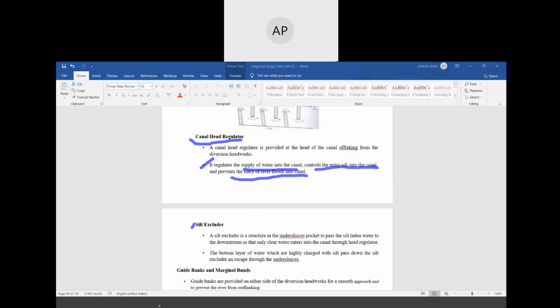Next is the silt excluder. A silt excluder is a structure in the under sluices pocket to pass the silt-laden water to the downstream so that only clear water enters the canal through the head regulator. The bottom layer of the water, which is highly charged with silt, passes down the silt excluder to escape through the under sluices.